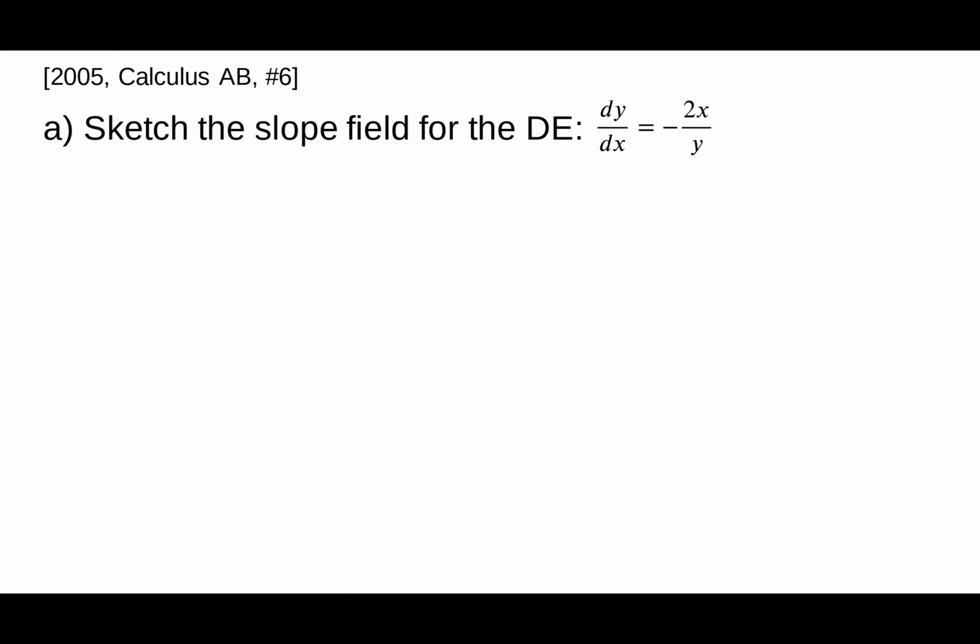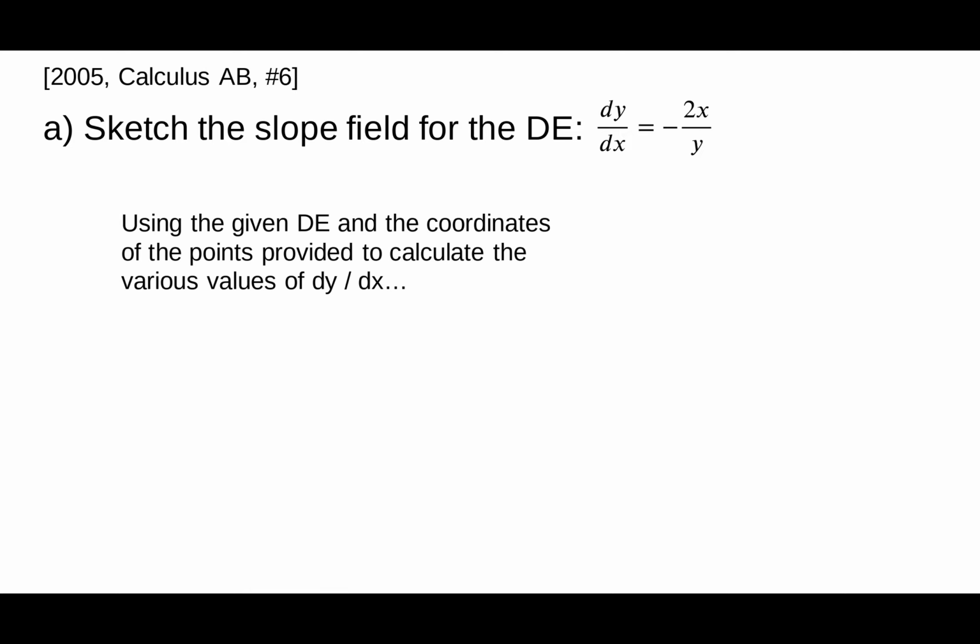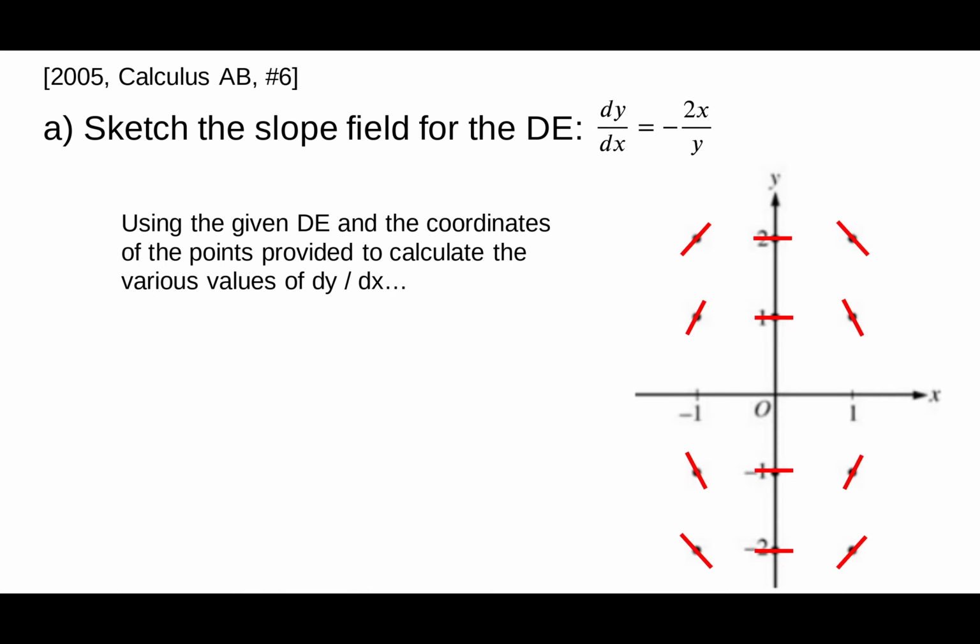To sketch the slope field, we simply take the coordinates of the points provided and plug them into dy/dx and calculate the actual slopes. And then we draw little line segments with those slopes, and when we do that for all of the points provided, we get a slope field that looks something like this.